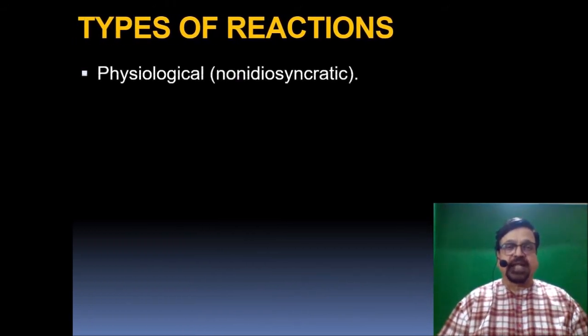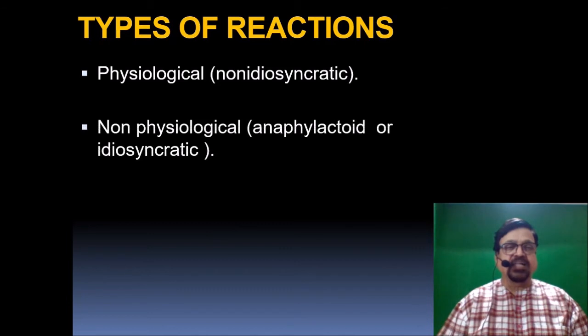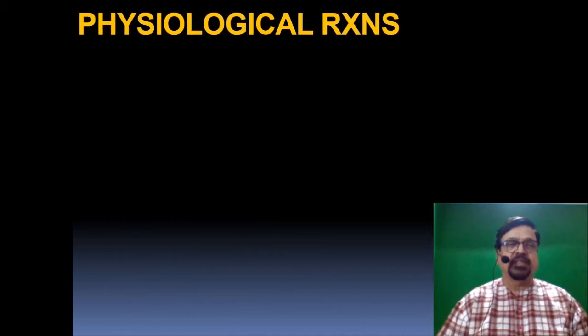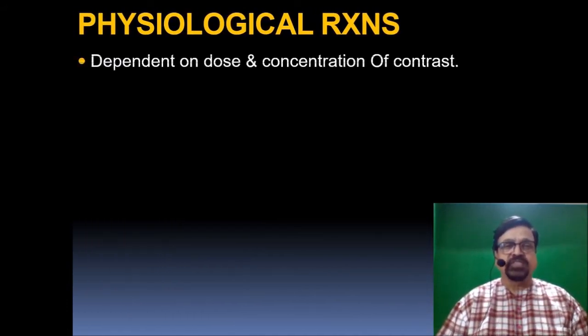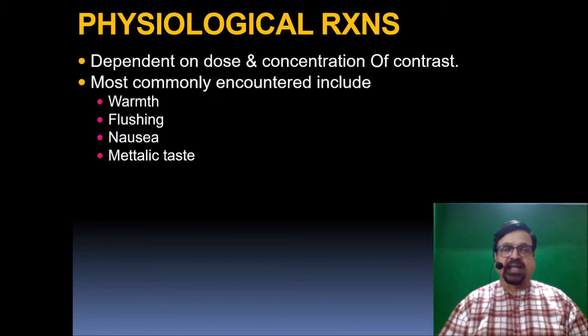Now what are the types of reaction? First are physiological, that is non-idiosyncratic. Second are the non-physiological, that is anaphylactoid or idiosyncratic. Now let's go to the first, physiological reactions. That is the first category that we have just now classified.